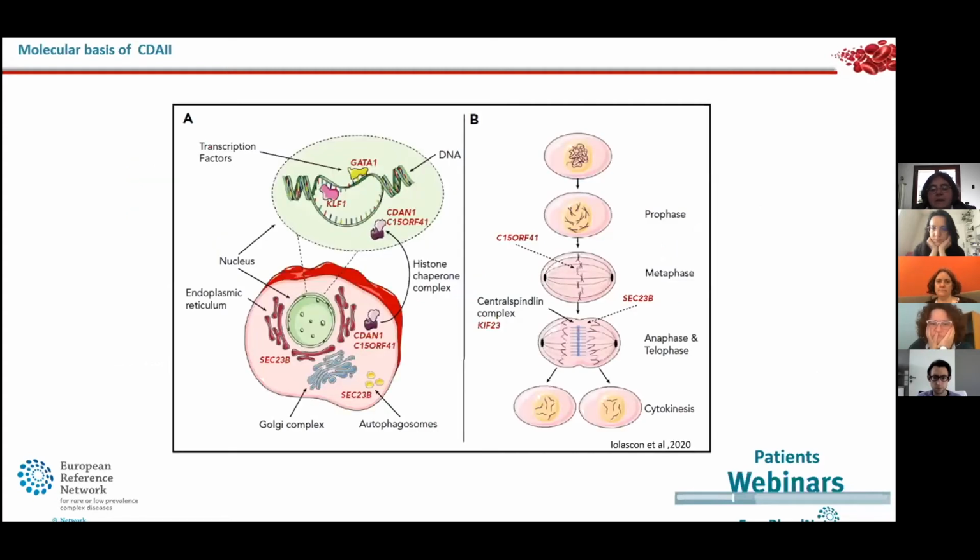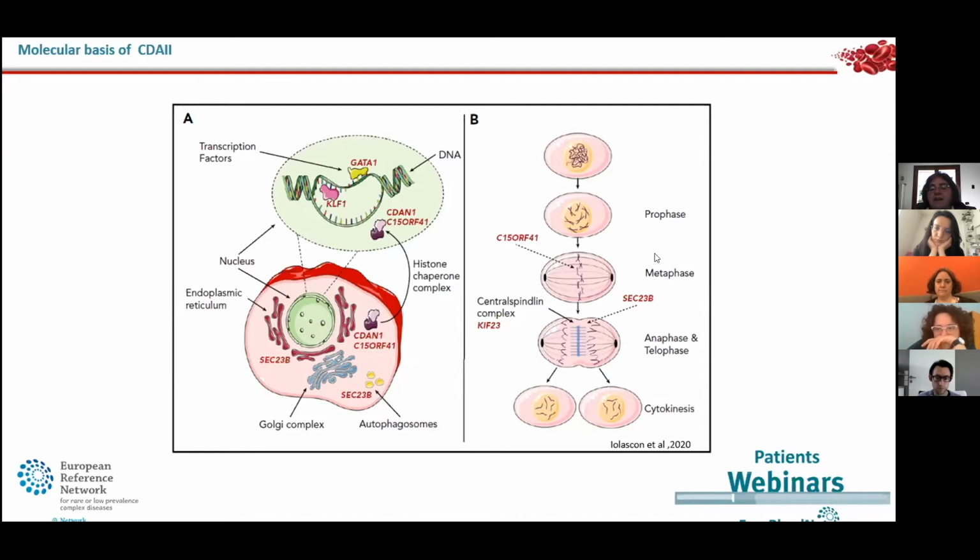And what happens for CDA II? This is very nice because SEC23B is a gene that acts on the membrane inside the cell. This is an erythroblast. And the fact that this gene doesn't work very well determines the accumulation of this kind of membrane on the external surface. And this is exactly what we saw in electron microscopy.